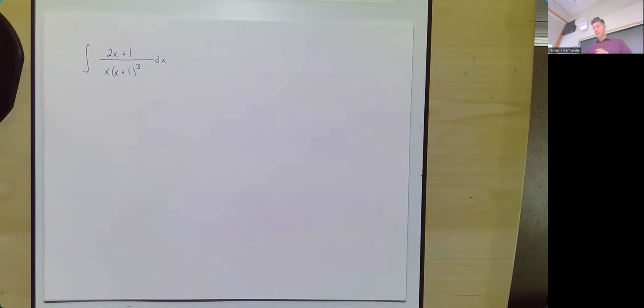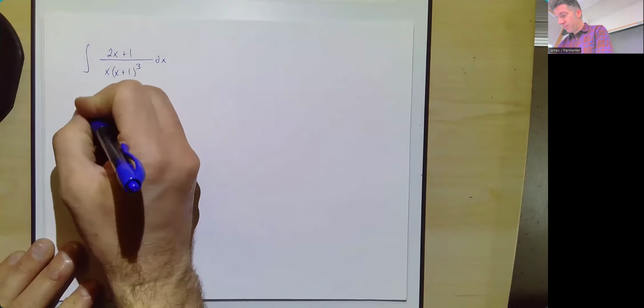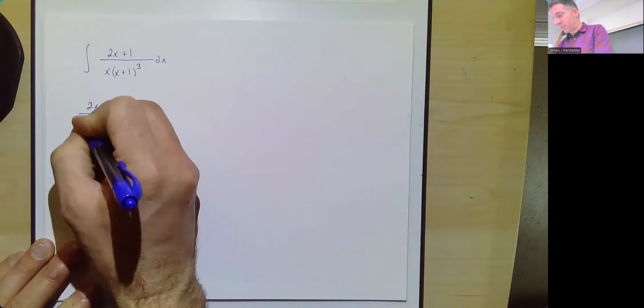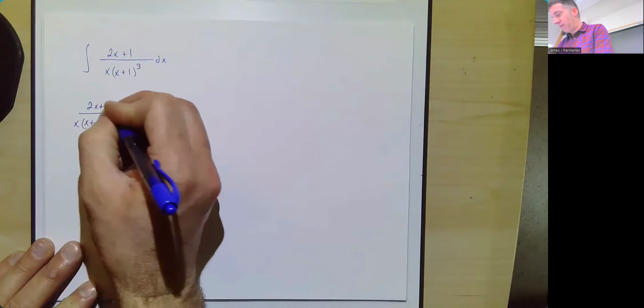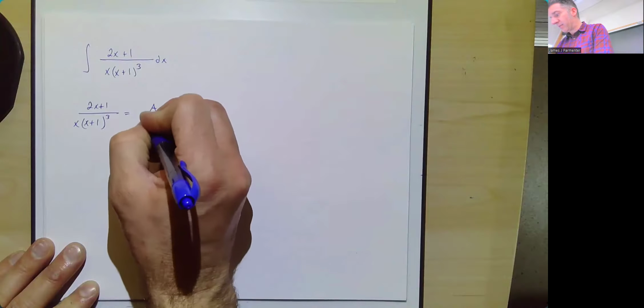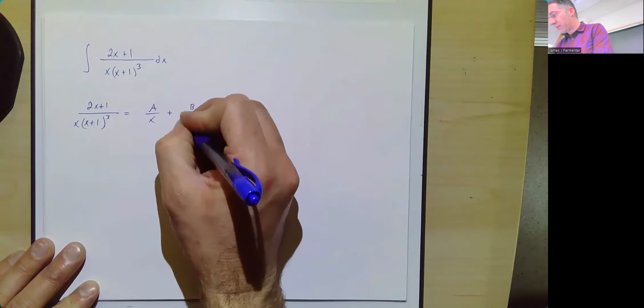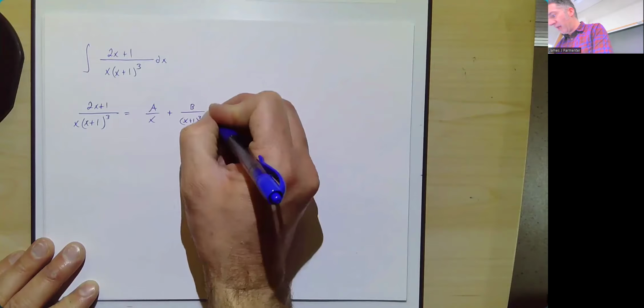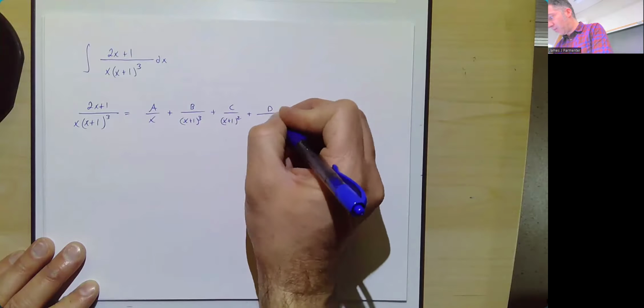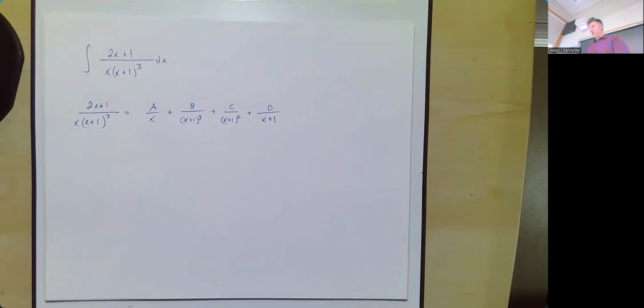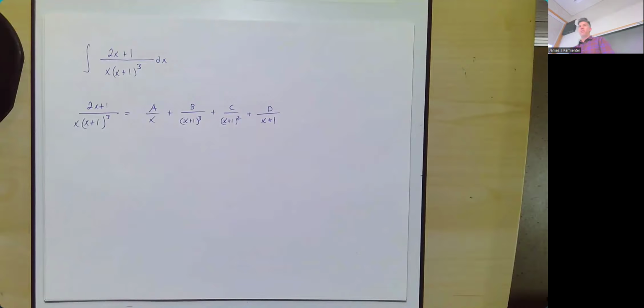4 pieces. So you're going to have 2x plus 1 over x times x plus 1 cubed. Sorry, I forgot the x there. You're going to have an A over x, and then a B over x plus 1 cubed, and then every lesser power down to 1. So there's our 4 fractions in our partial fraction decomposition.